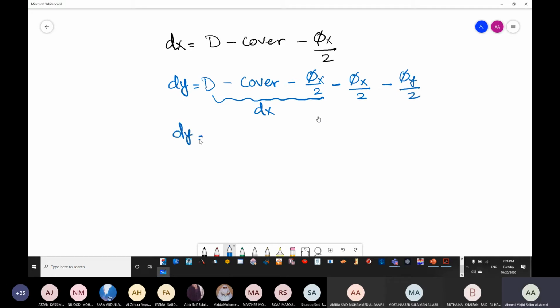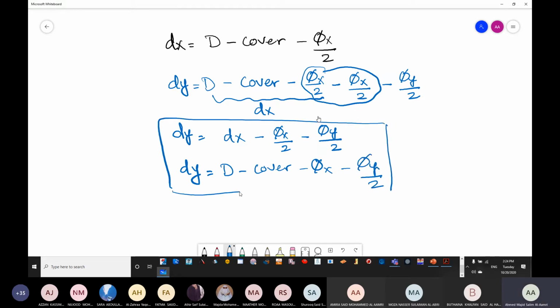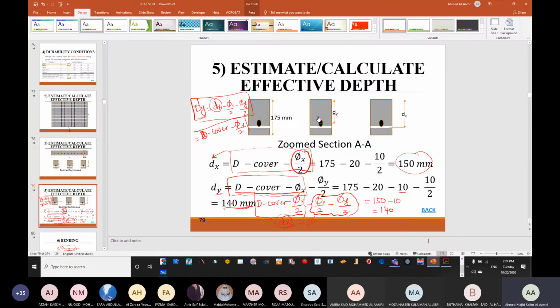Now this can be written as dx minus half of the bar of x and half of the bar of y, or it can be written as dy equal to D minus cover, half and half is going to be 1 bar, minus half of the bar of y. These are the same. And this is what's available here. Are we okay now, Amira?